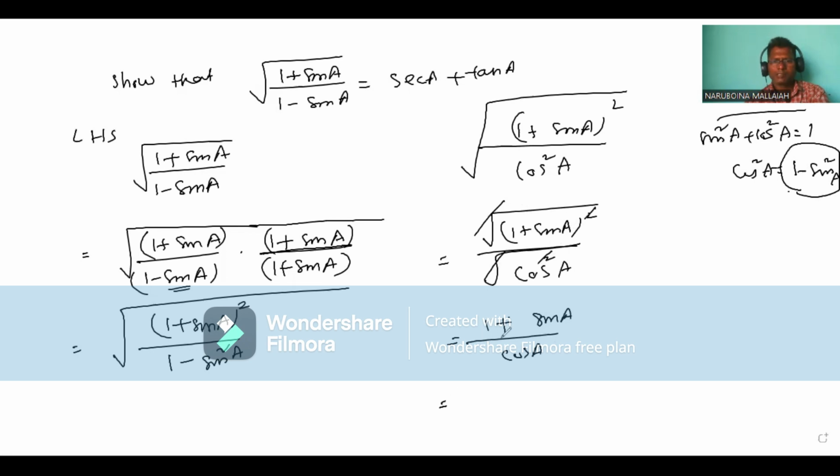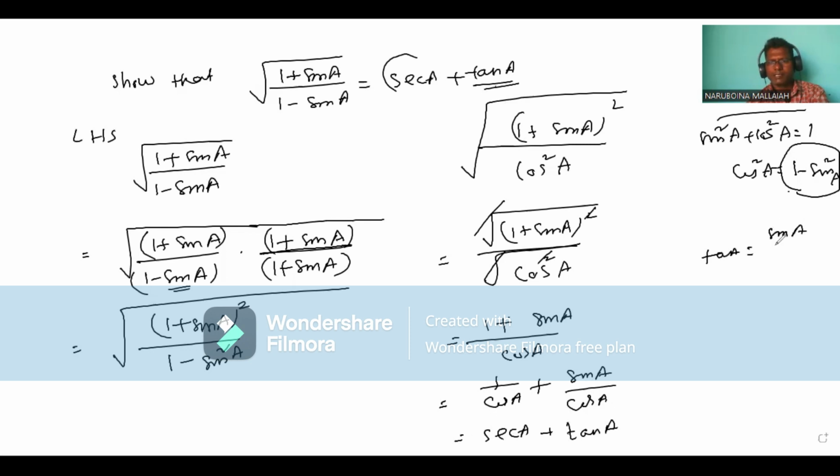Now this can be written as 1 by cos A plus sin A by cos A. If you don't know the next step, see here: 1 by cos A is equal to secant A. This is the formula for secant A. Sin A by cos A: sin by cos is tan. If you don't know, look at the question part, where tan A is given, so just write tan A. 1 by cos A is secant A, sin A by cos A is tan A.